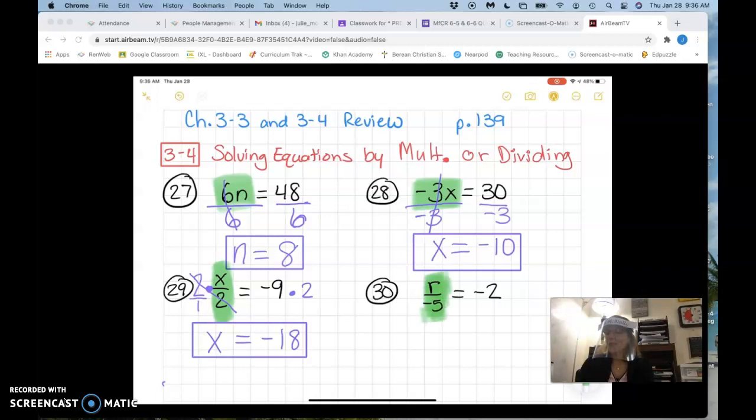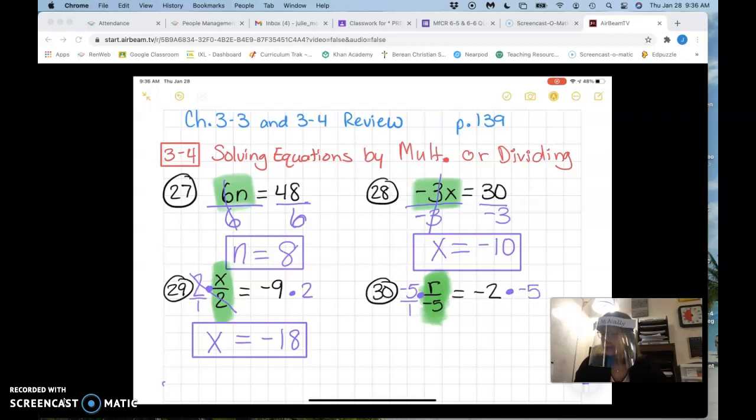Okay, so what is happening with this variable? Good, it's division, so we're going to do the opposite, which is multiply. What are we multiplying by? Negative 5. Yes, Madison. Remember, this is technically a negative 5 over 1 that we're multiplying by. And then whatever we do to one side, we do to the other.